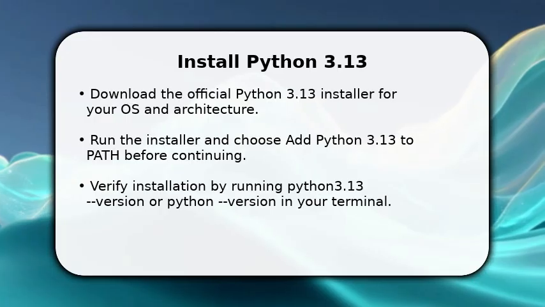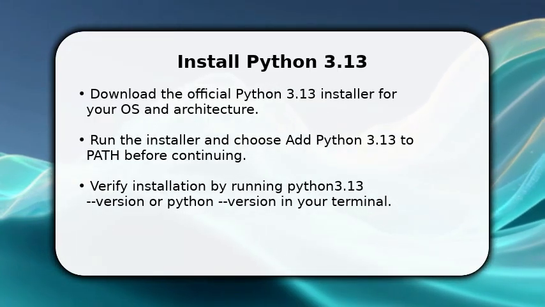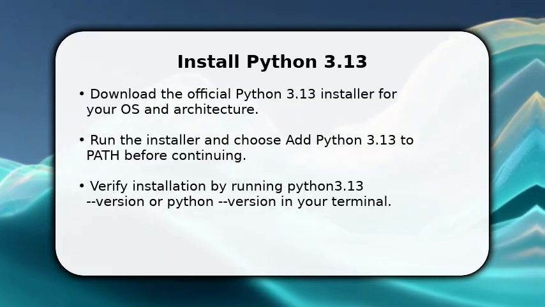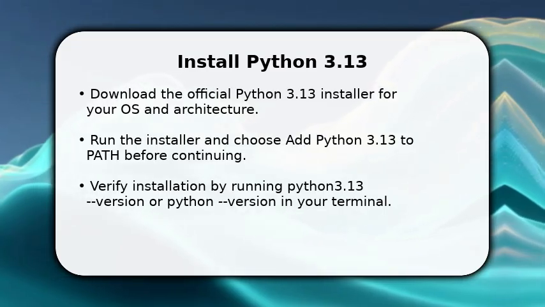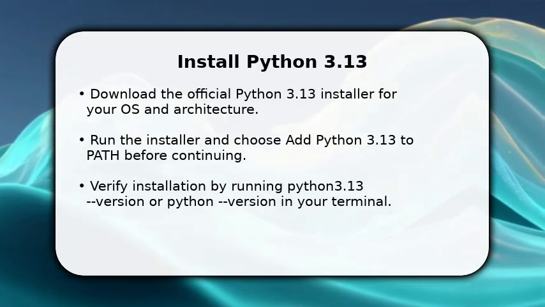Start by downloading the official Python 3.13 installer for your operating system and architecture. Choose the 64-bit installer for most modern machines when available. Run the installer and check the box that says "Add Python 3.13 to PATH" before proceeding with the install.